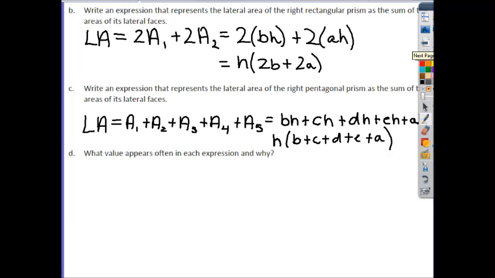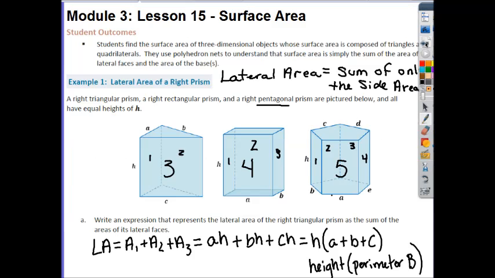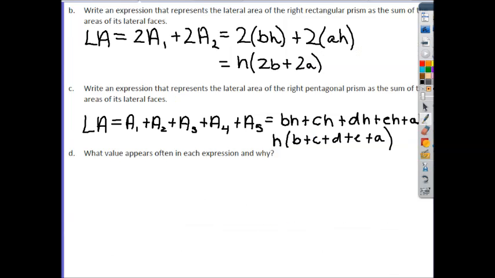For this one here, we have 2A and 2B, but if we look back at our figure here, we would have added A plus B plus A plus B. So another way to say that is 2A plus 2B. So again, we're seeing that same pattern of height times perimeter of our base.